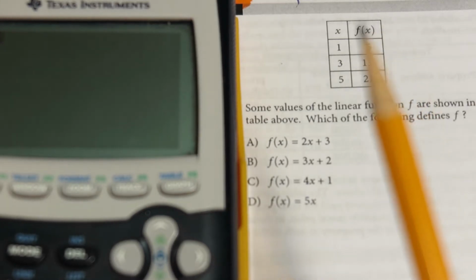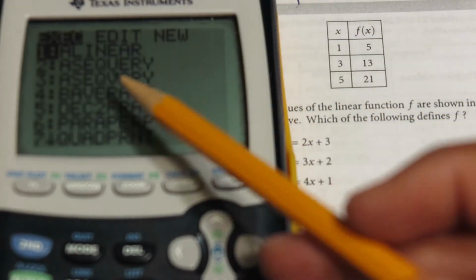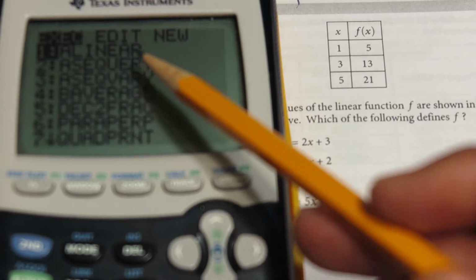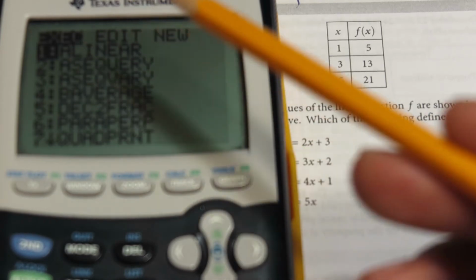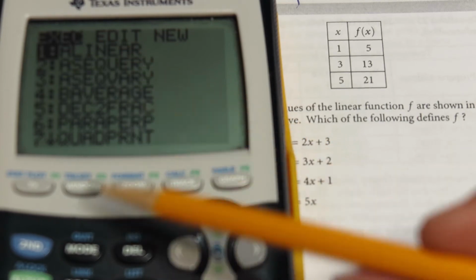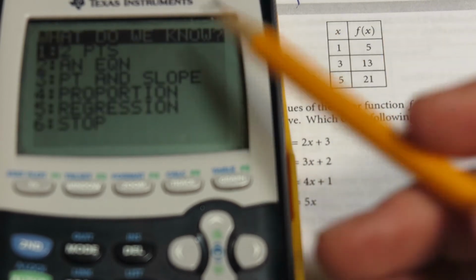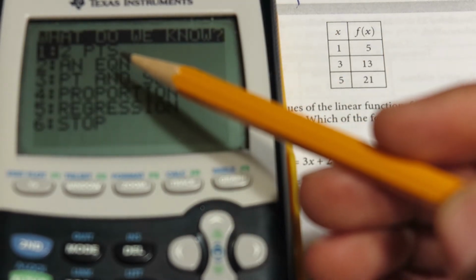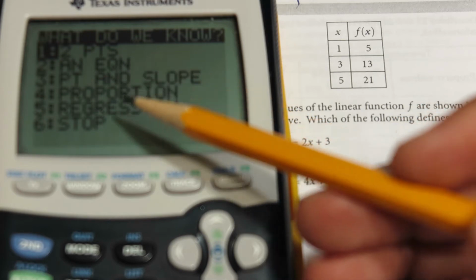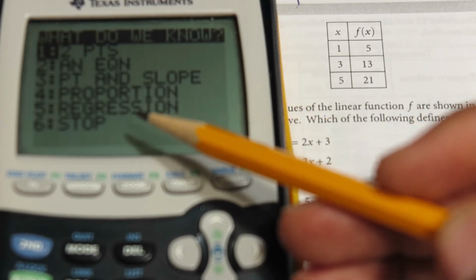So press enter, turn it on. Go to programs. Now I call it A linear, and it deals with linear functions, and I put an A in front of it so it comes up. It's one of the first programs in the list, and you don't have to go searching for it. So choose that, enter, press enter again, and then you're going to see it has 5 options. If you know 2 points, do you know an equation? Do you know the point and the slope? Is it going to be a proportion, or are you doing a linear regression?